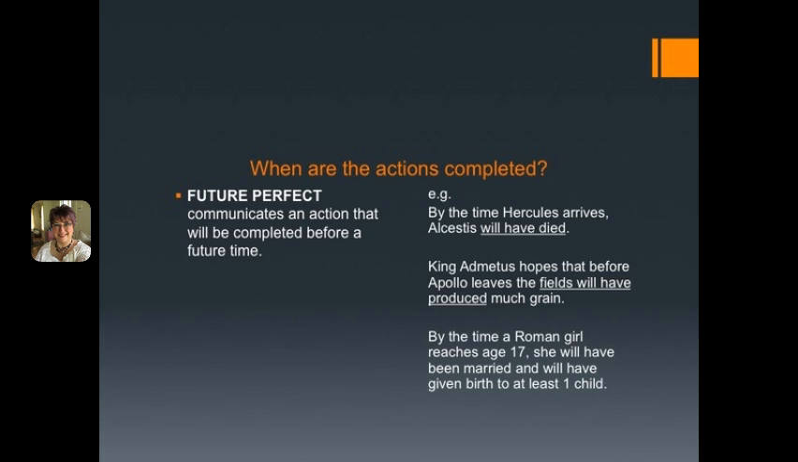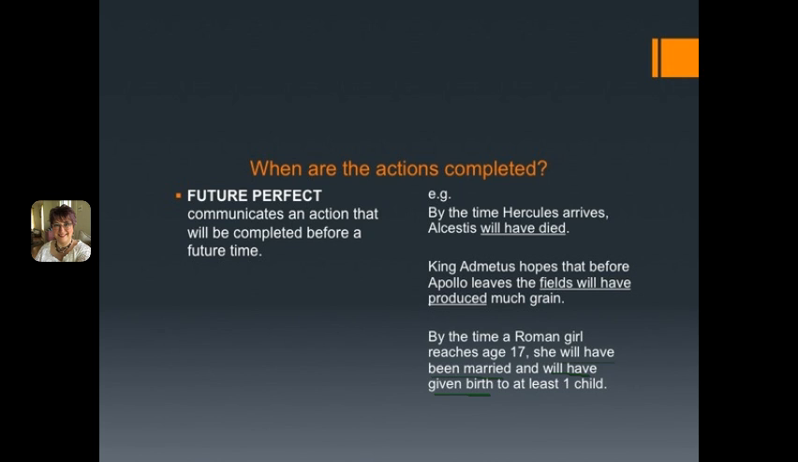King Admetus hopes that before Apollo leaves, so Apollo hasn't left, but he knows that someday he will, so that's the future, and he hopes that before he does, the fields will have produced much grain. Future perfect. And this final example, by the time a Roman girl reaches age 17, so I'm talking about a point in her future, she will have been married and will have given birth to at least one child.